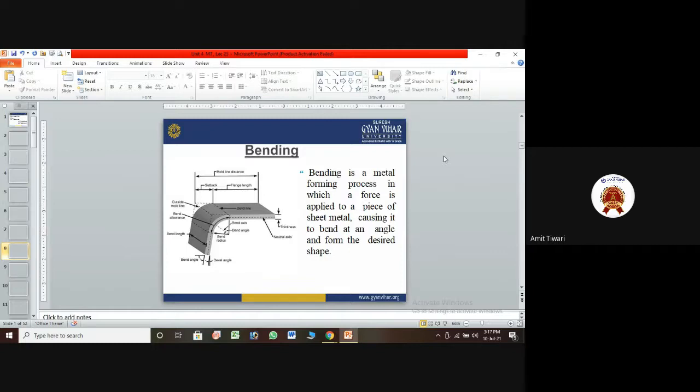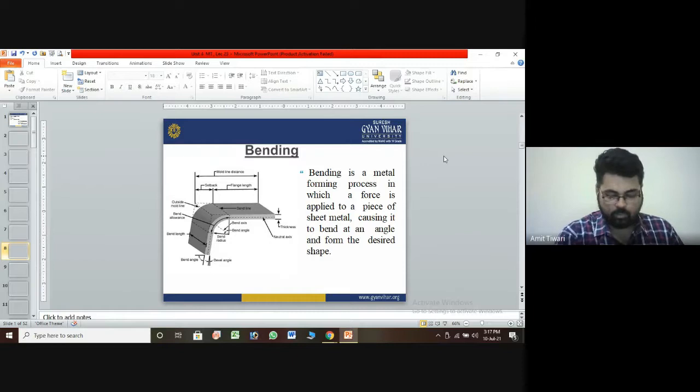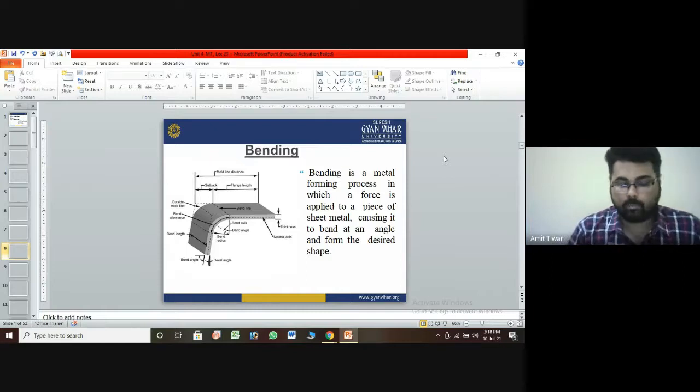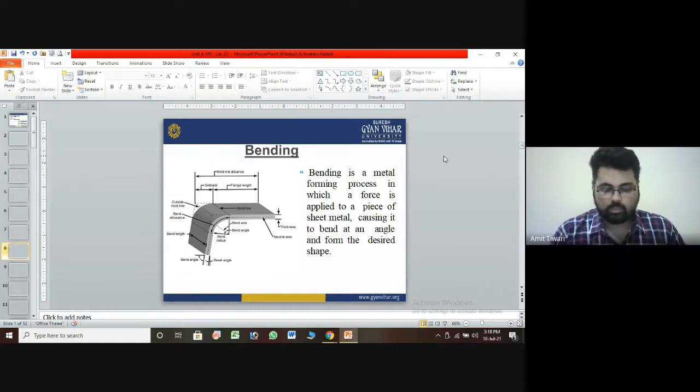So these are some standard techniques adopted to fabricate this type of material, and you can join it. Yes, you can find this out with the help of the bending material. These are simple techniques which we use for welding.